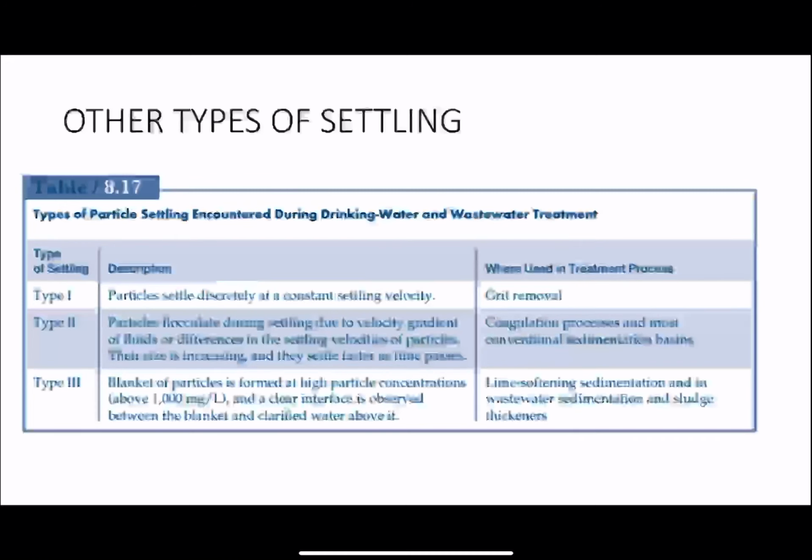We did talk about these types of settling. We talked about type 1. These are particles settling discretely. Remember discrete settling? This is type 1 settling. And we could remove grit, for example, sand, inorganic.